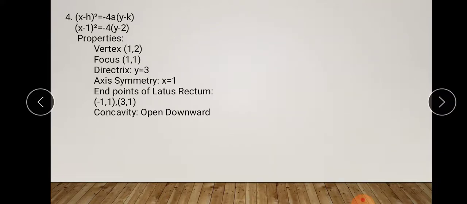Example number 4: (x − 1)² = −4(y − 2). Properties: vertex at the point (1, 2), the focus at the point (1, 1), and the directrix y = 3. The axis of symmetry is x = 1, and the endpoints of the latus rectum are at the points (−1, 1) and (3, 1). The concavity is open downward.